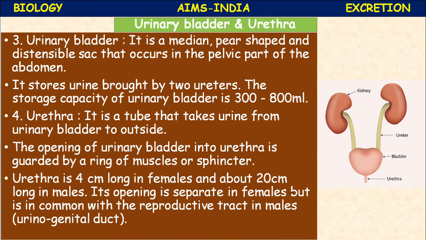See here the urinary bladder, which is sac like. It stores about 300 to 800 ml of urine, which is the storage capacity of the urinary bladder. Urinary bladder opens into the urethra. This urethra is 4 centimeter long in the females and about 20 centimeter long in the males. In the male, it is called a urinogenital duct.